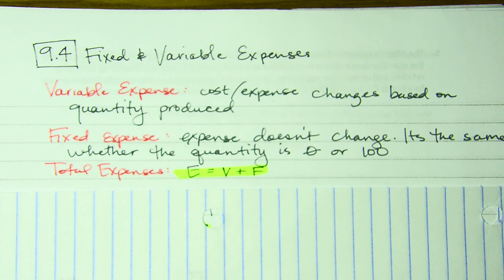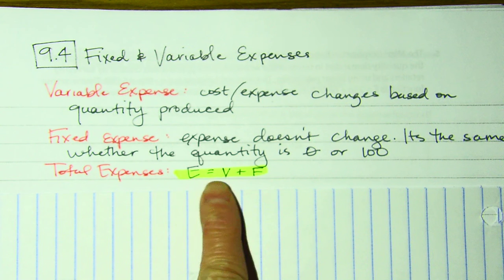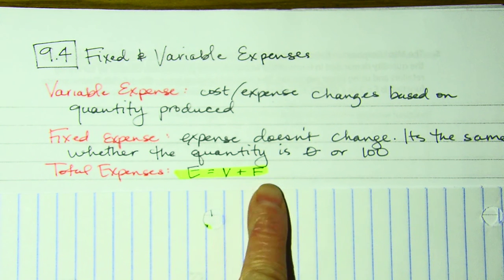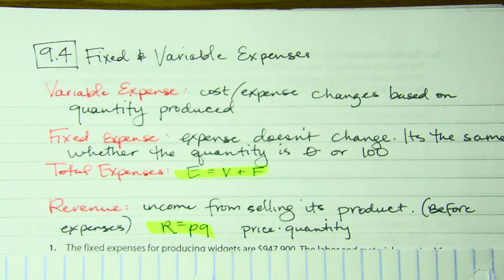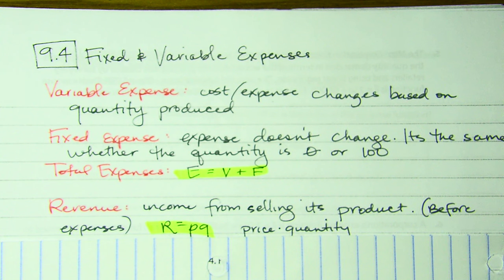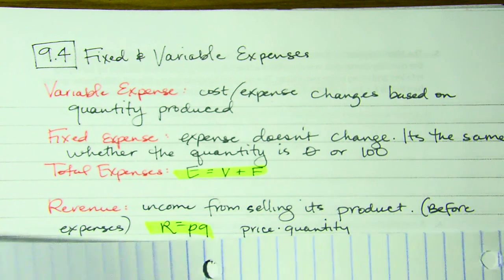Total expenses, so they use this formula for total expenses. Total expenses equals your variable plus your fixed. And then revenue, that is the price at which you're selling the product times the quantity. Now, this is before your expenses. This isn't your actual profit. This is just revenue, income from selling your product. To know what you actually made, you would then have to subtract your expenses. So we're going to do some examples together.